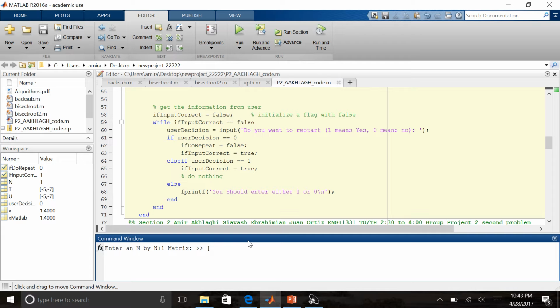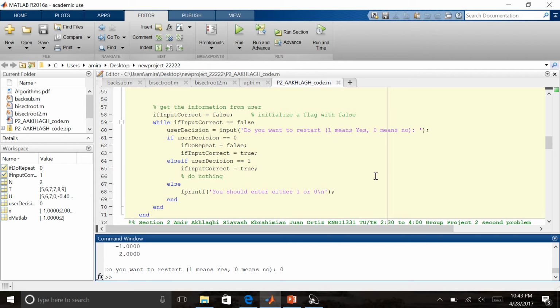Okay, so enter an n by n plus 1, so let's say 2 and 3, and then 5 and 6, and then 7 and 8. Okay, it's not correct, so then 2 by 3, let's see. 5, 6, 7, 9. And so here you see the solution is negative 1 and 2, and if you want to restart it again, I'll just put 0, and there it should go.